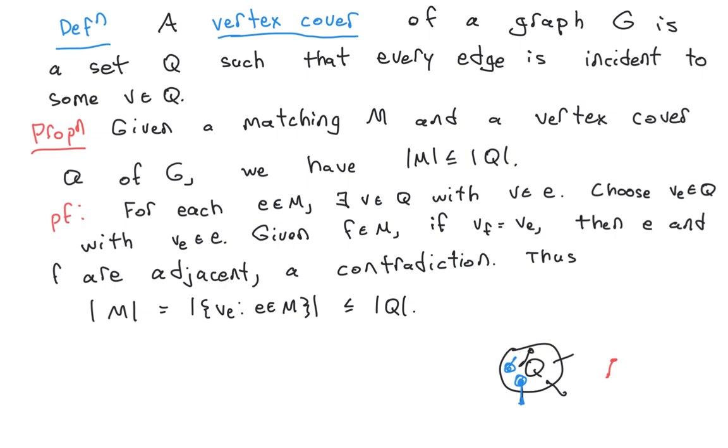So in particular, by replacing these edges in the matching with these endpoints in Q, we get another set of the same size as M. But since this set of vertices is a subset of Q, this set has to be at most the size of Q. And thus, in general, we have this inequality.